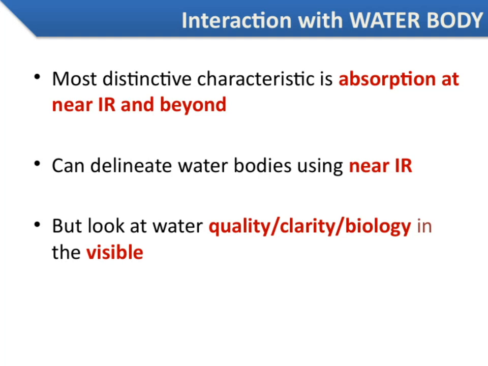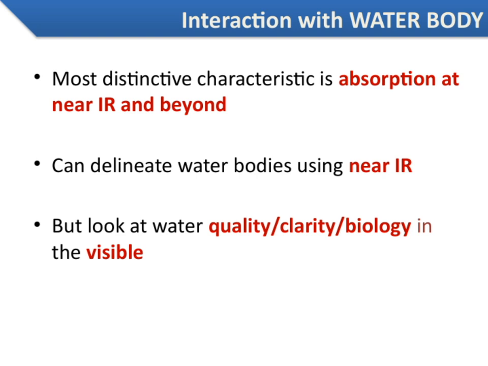Let's talk about how we interact with water bodies through remote sensing. One of the most distinctive features we see is that water strongly absorbs near-infrared radiation and beyond. This absorption makes water appear very dark or even black in those wavelengths, which actually helps us distinguish water bodies from other land features. In fact, using near-infrared data, we can effectively delineate or outline water bodies with high precision.